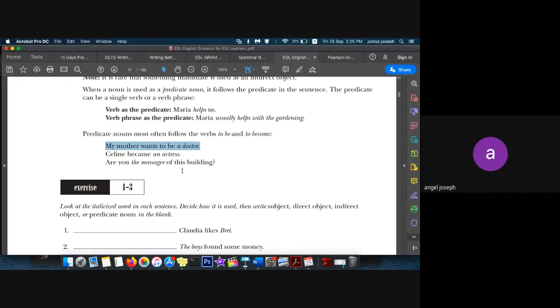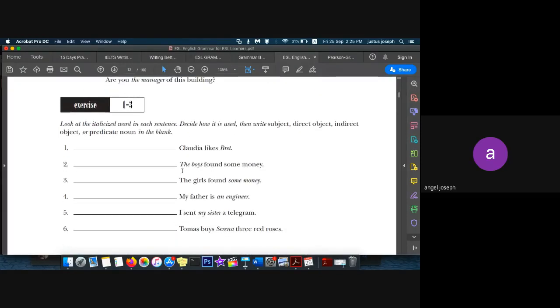Yes, sir. Okay. Now, we are going to identify them. This exercise becomes very important, because it looks very simple, but many people go wrong here. Claudia likes bread. The exercise is asking us to look at the italicized word in each sentence, decide how it is used, then write subject, direct object, indirect object, or predicate noun.